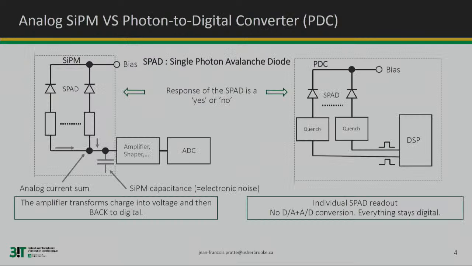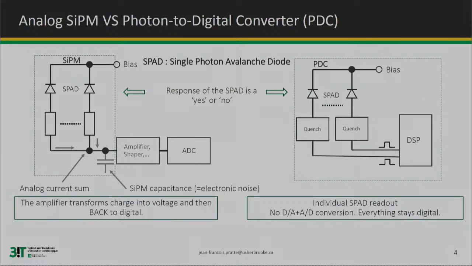As I want everyone to be on the same wavelength with me, let's take a few minutes to make sure we understand the difference between an analog and a digital SiPM. In both cases, they use SPADs, single photon avalanche diodes. In the analog SiPM, you have a resistor to quench the SPAD, whereas in the digital one, the photon to digital converter, you have a quenching circuit made of a CMOS electronic circuit.